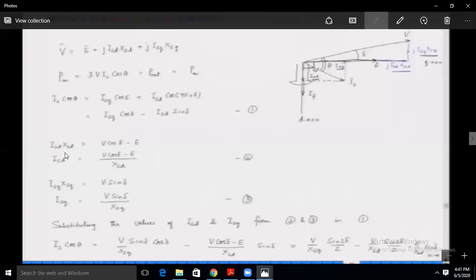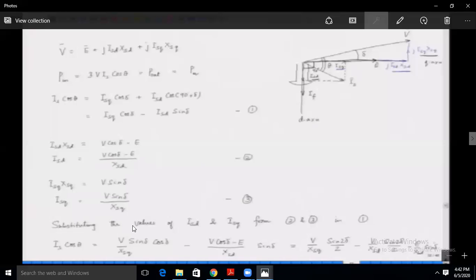Now we need to get the ISD XSD term. ISD XSD will be given by V cos delta minus E. So we can take this V cos delta and E, and we can get the term ISD XSD. From this you can get ISD as (V cos delta minus E) divided by XSD, and this is equation number two. Now ISQ XSQ is equal to V sin delta from the phasor diagram. So ISQ is equal to V sin delta divided by XSQ, and this is equation number three.